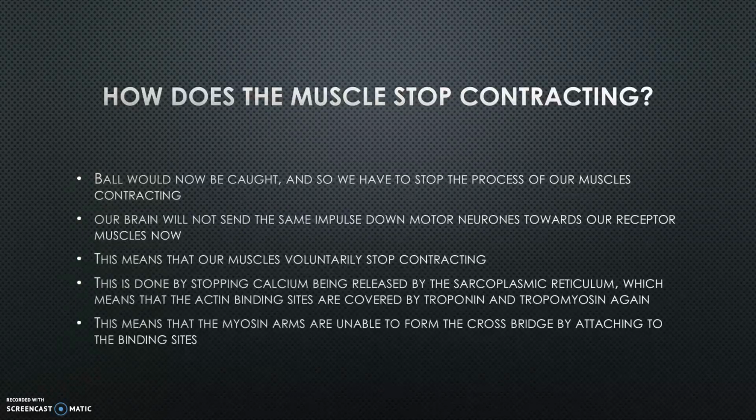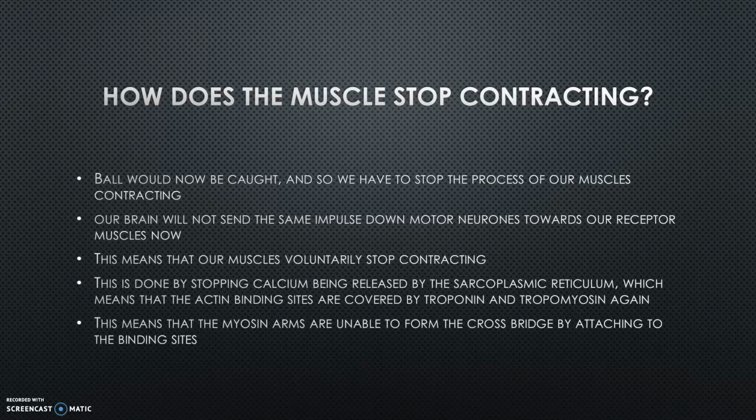So that's half of a muscle contraction, but the other half of it is how do we stop the muscles from contracting? And what we actually do is, let's say that the ball is now caught and we don't need our muscles to contract anymore. What happens is our brain will stop sending the impulse or message saying catch the ball down to the muscles, meaning that they do not know what to do now, and they stop contracting.